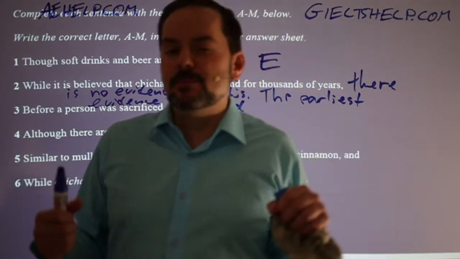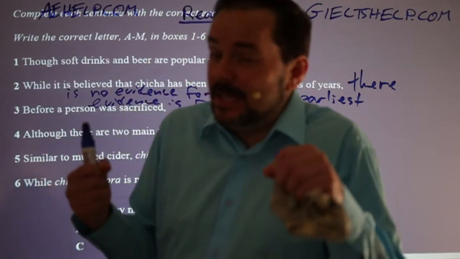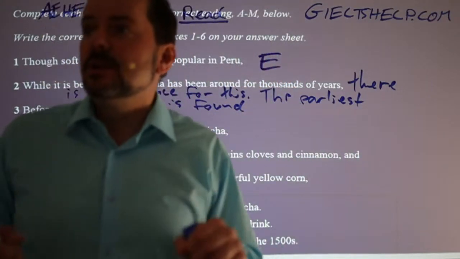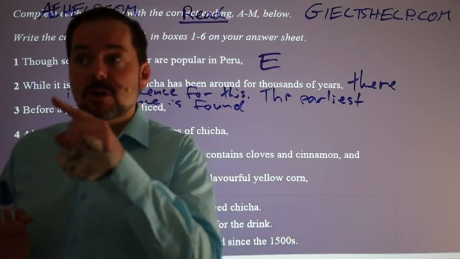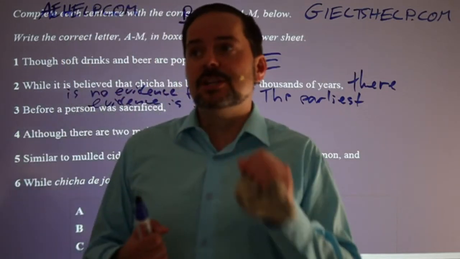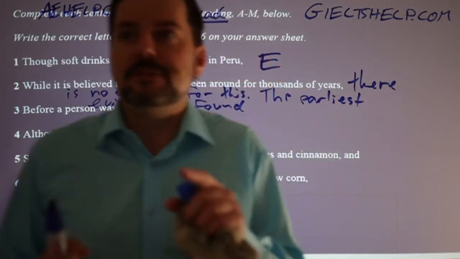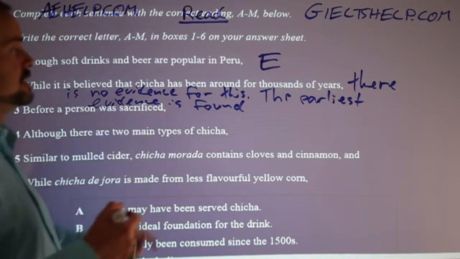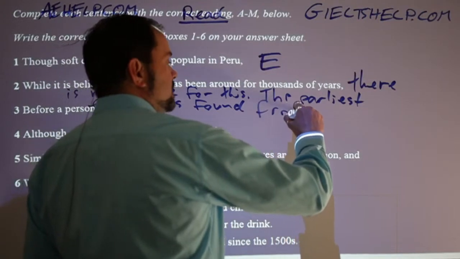So Paulo's little emoji is like, it's only been shown for the last 500 years since the Incas. Okay, Jainil says the same. Notice, Paulo, that Jainil had the same idea. Jainil says the reference is from around the 1500s, right? So there is no evidence for this. The earliest evidence is found from the 1500s.